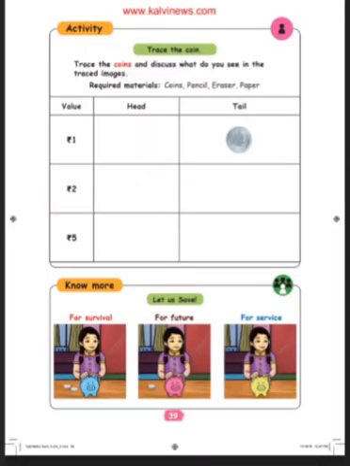Trace the coin and discuss what you see in the traced image. See what you can do. Take 1 rupee. Okay, take a paper and in that box, in the center of the box, you can keep the coin. See what you have to do: 1 rupee on the edge side. See, this side one rupee is there, no, that is the tail side. If you turn it, that is the edge side. There will be one statue symbol.